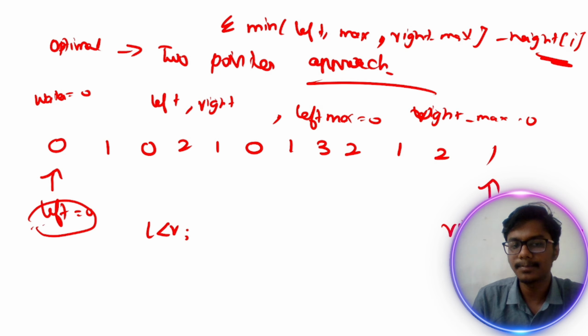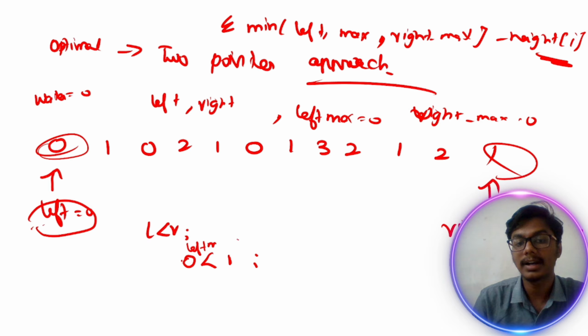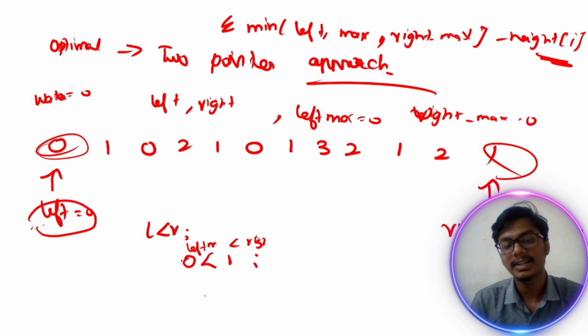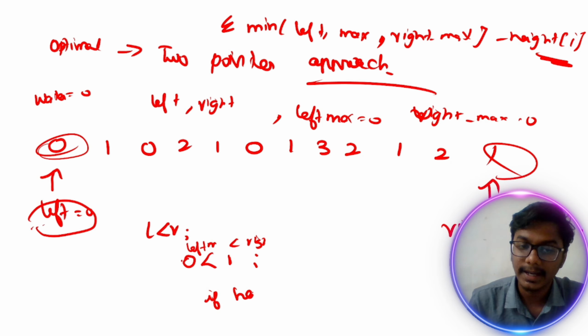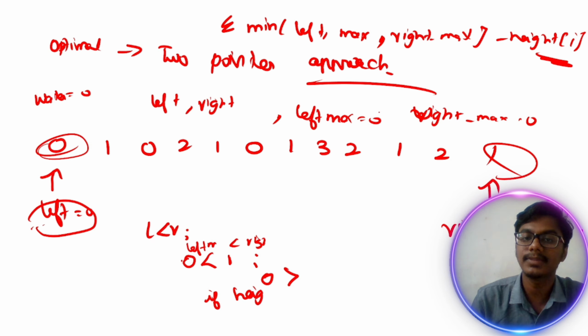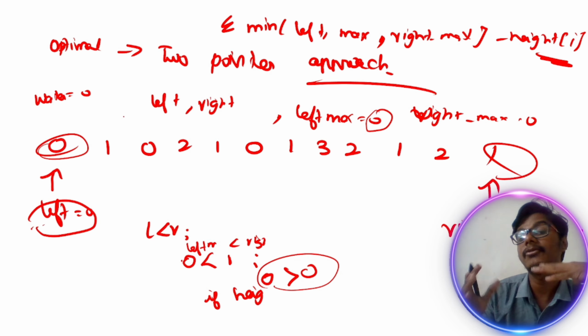After getting into the loop, I check whether the height of left is less than the height of right. If it is true, I check another condition: if the height of left is greater than the left max. The left max we initialized as 0, right? So the main focus is only on the minimum bar.